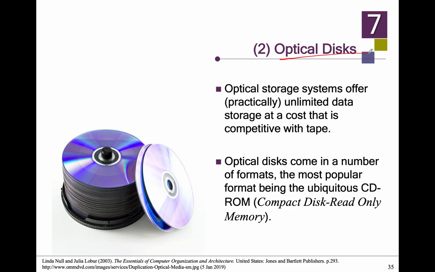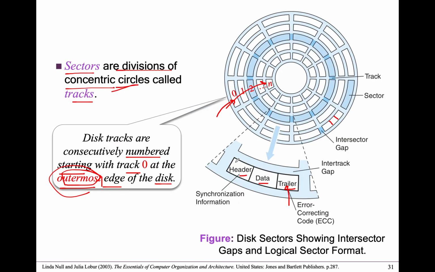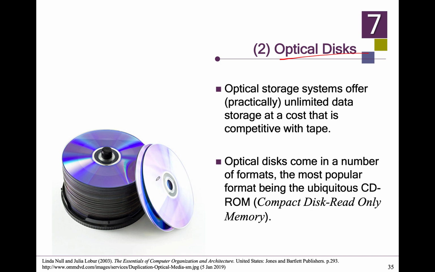Optical disk. Previously it was this drive, the one that you learned. But now you look into the optical disk itself, which is the CD and the DVD. Optical storage systems offer practically unlimited data storage at a cost that is competitive, if you compare with your floppy and others. You also have two types, like CD, which is compact disc read-only memory, and you also have DVD, right? So the size is different.